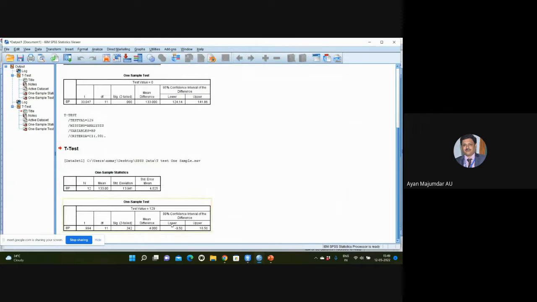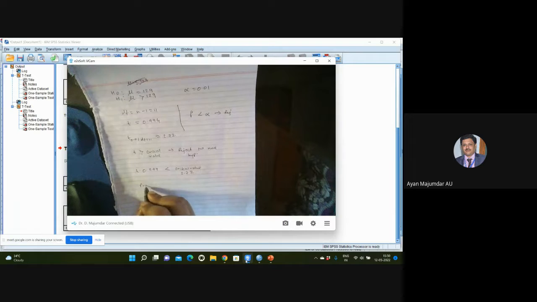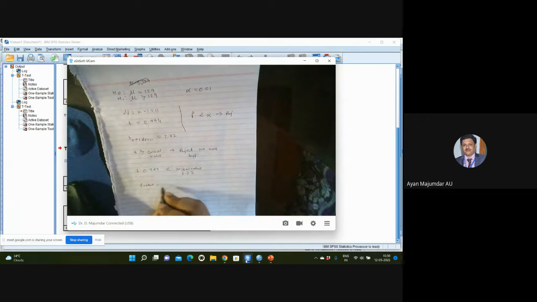See here, the probability value is given here. 0.342. This is the significance. This is the probability value given for a two-tailed test. So for a one-tailed test, the software is giving it in two-tailed. So we have to calculate it for a one-tailed test. Calculating it for a one-tailed test means basically just half of that. So the p-value will be half of the significance of the two-tailed test.